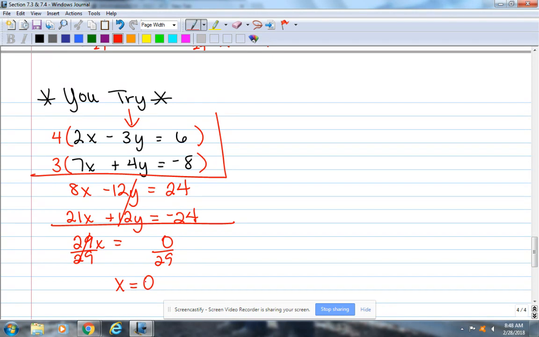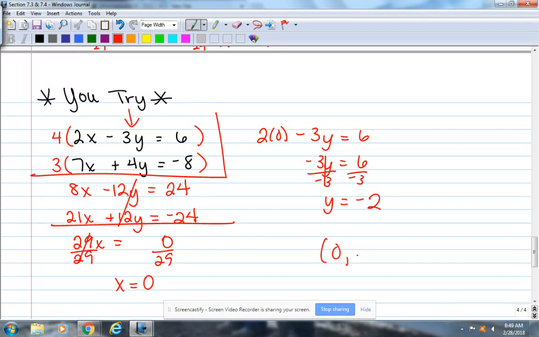And then how did you get y? Which original, top or bottom? Does it matter which one? It does not, because you still should get the same thing. I'm just going to do the top one just because it's on the top. What's anything times 0? So this is just negative 3y equals 6, right? Divide by negative 3, and y equals what? What's your ordered pair then? Raise your hand if you got 0, negative 2.